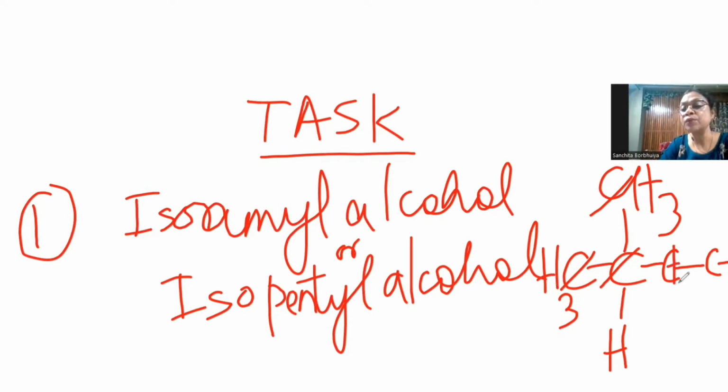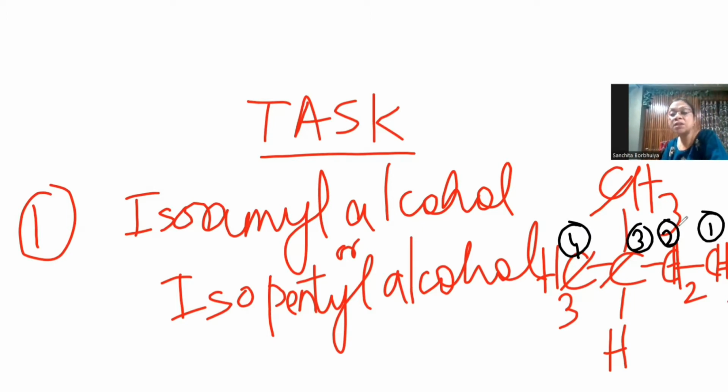And if you want to note down the IUPAC name of this compound, the numbering would be from here, the priority functional group. So it would be called 3-methyl butan-1-ol. So this was the first task. The common name, I'd asked you to draw the structure, and the IUPAC name is 3-methyl butanol.